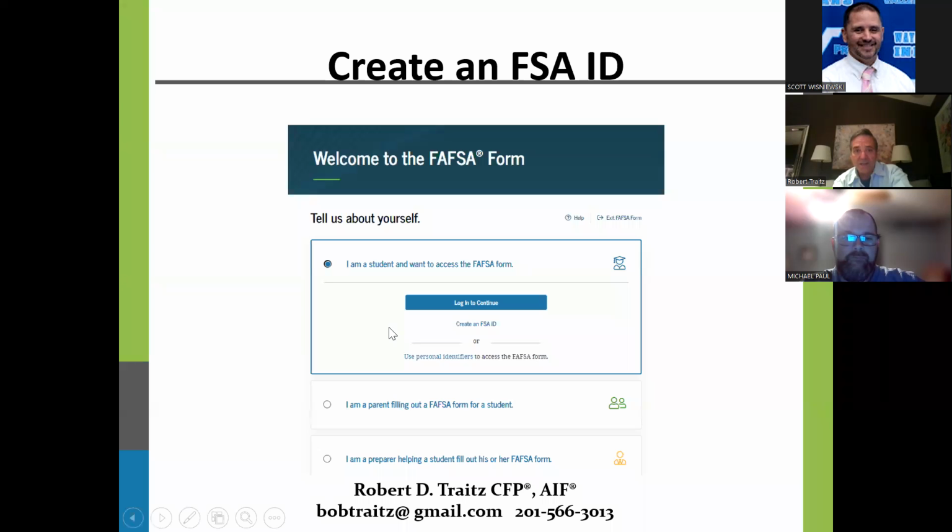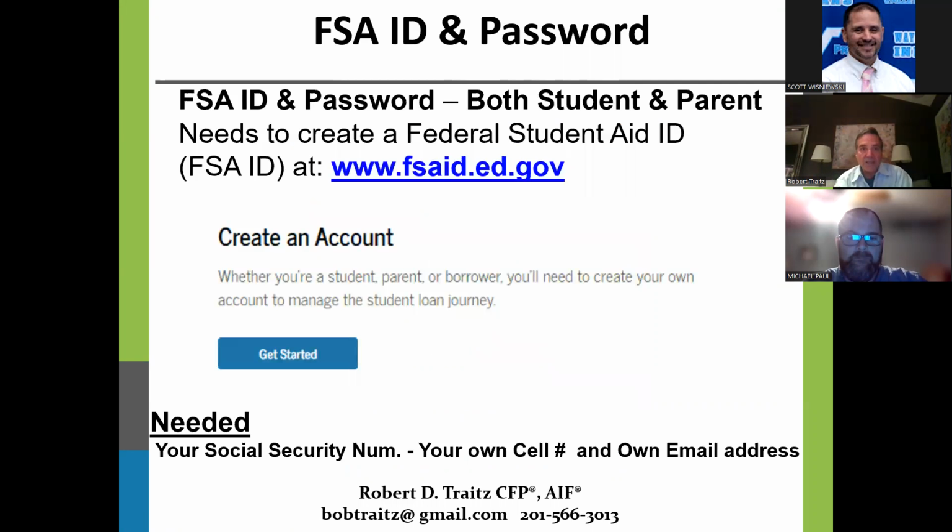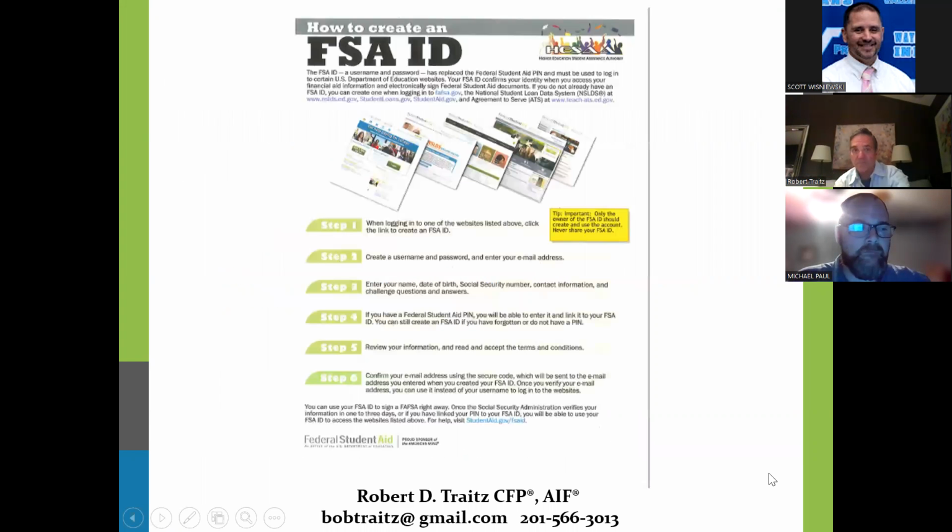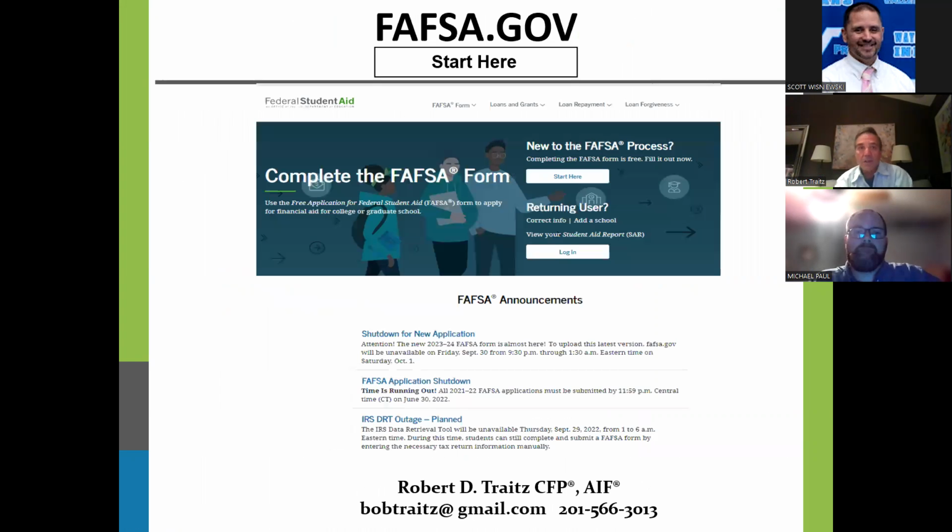All good? Okay, so you're going to click on the ID and password tab right below the login to continue, and then click on Create an Account, Get Started. You're going to need your own Social Security number, your own cell phone number, and again, your own email address. You need that for your student, and parents, when you do yours, your social, your cell phone, and your email address.